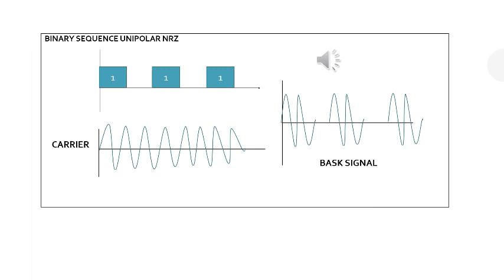Then for the time duration when there is 0, no signal is transmitted, and there is a gap between the two pulses. Then again for the binary 1, the same carrier is transmitted again, and for the third one as well. In between these, whenever there is 0, no signal is transmitted. That's all about the waveforms of the BASK signal.